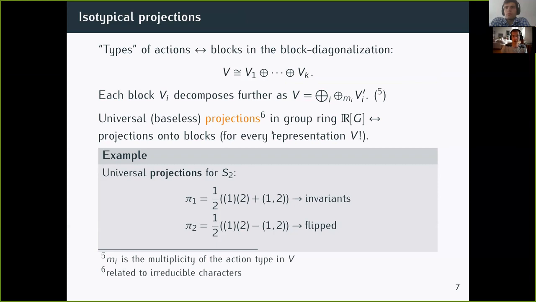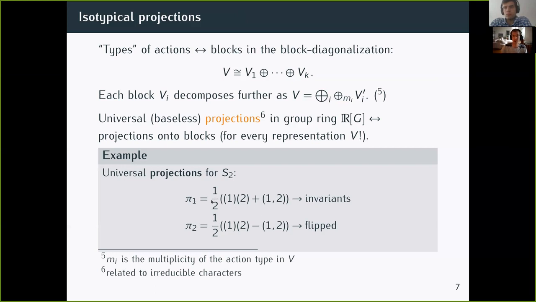And what we are looking into is some universal projections that live in the group ring that will give us the decomposition into blocks. So these are the projections that project into one particular block defined by the action. So here's an example for S2. The projection pi1 is given by the following formula. So it's 1/2 the identity plus the non-trivial element. And you can think of this as a formal sum with coefficients or a non-commutative polynomial, if you like.